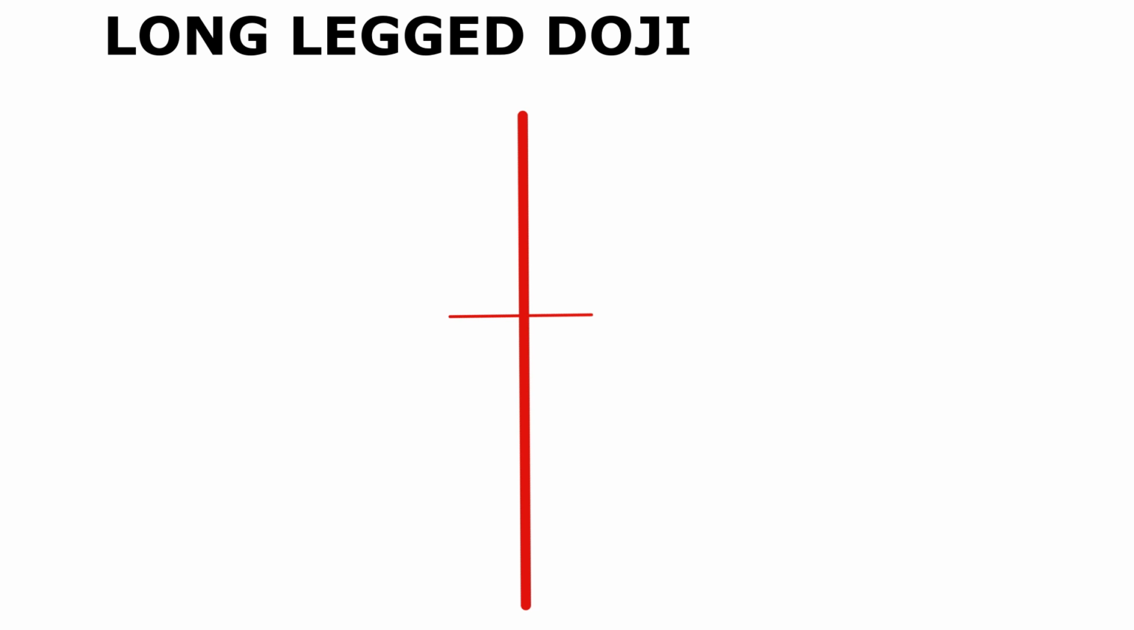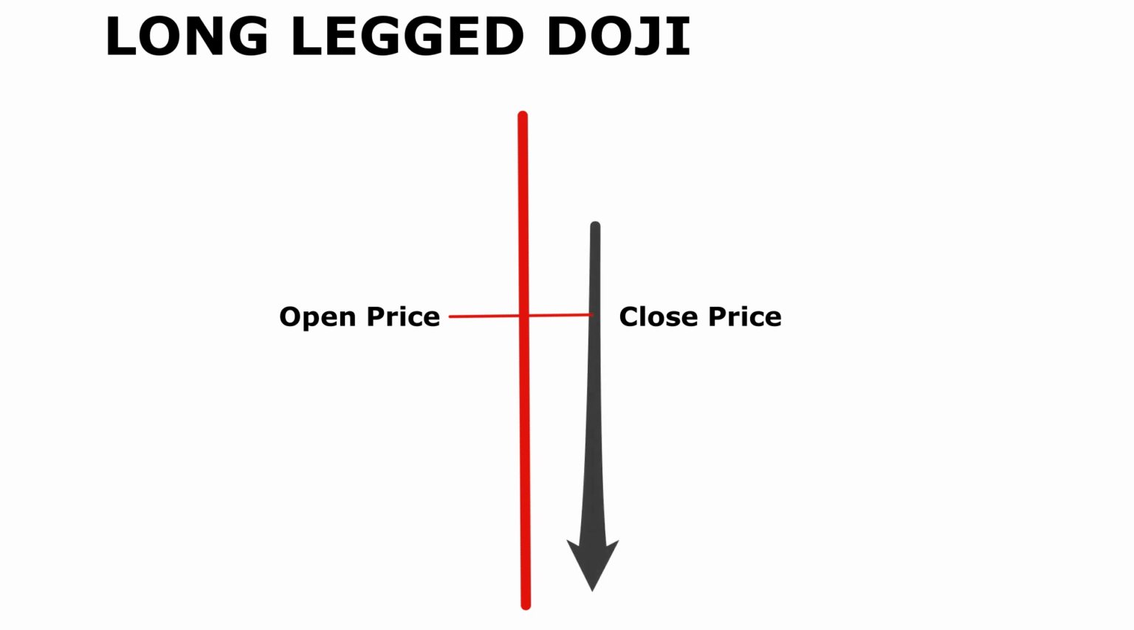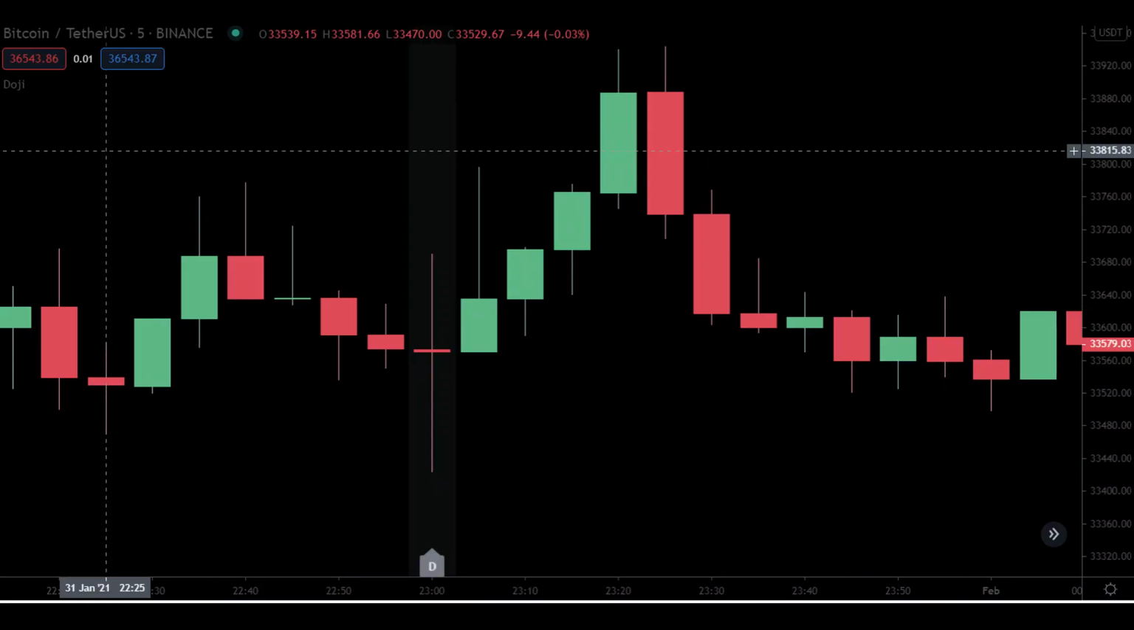With a long-legged doji, price action opens and closes at the same point, but within the time frame of the candlestick, price runs up and then runs down and still manages to close at the same point at which it opens. For me, this shows a high level of indecision and volatility. I will basically wait on the next couple of candlesticks to determine whether or not to enter into this trade.